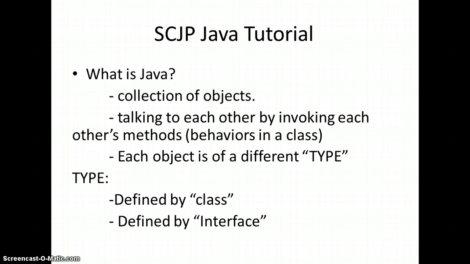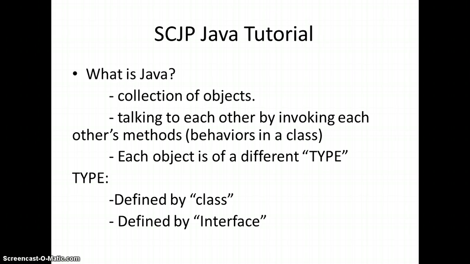So basically, what is Java? Java is a collection of objects, as you can see right here, that basically talk to each other by invoking each other's methods. Methods are basically the behavior in a class. A method could be a jump method, where an object jumps, or it can go uphill, like a vehicle. Those are just some examples, but you'll see it definitely in code. But remember what Java is: a collection of objects, and they talk to each other by invoking each other's methods.